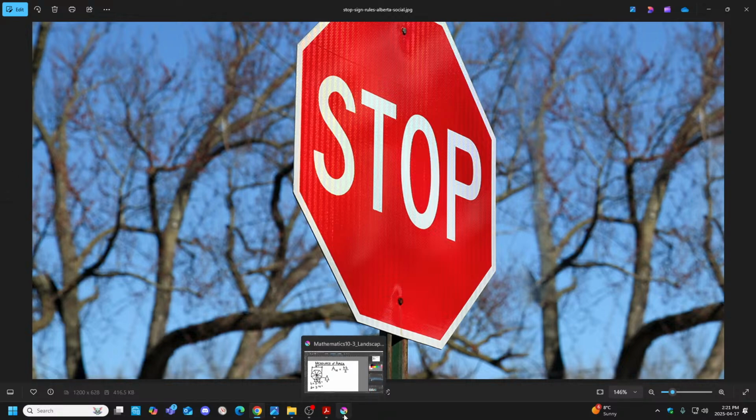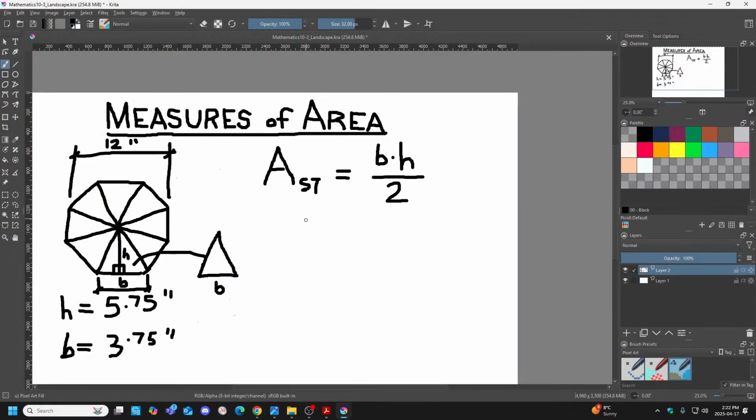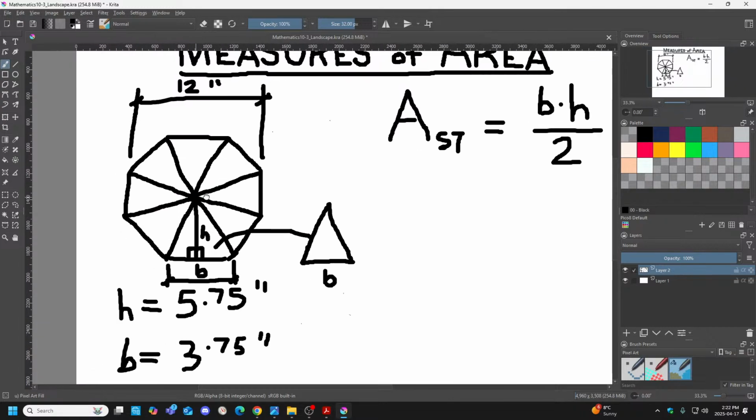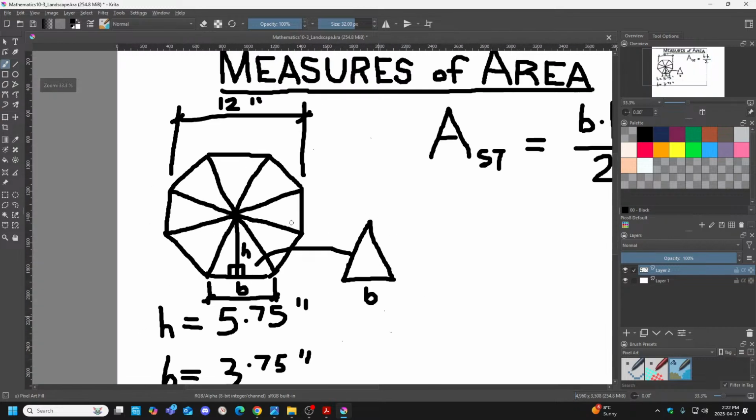Alright, let's continue. We are working on measures of area, technically speaking, grade 10 mathematics. I mean, I guess it could be grade 9 as well. So we're working on a stop sign problem, and we've broken it, figuratively speaking, into 8 parts, so 8 triangular shapes.